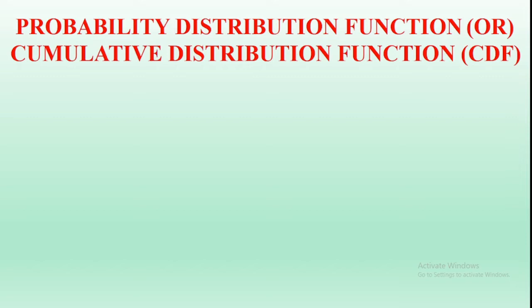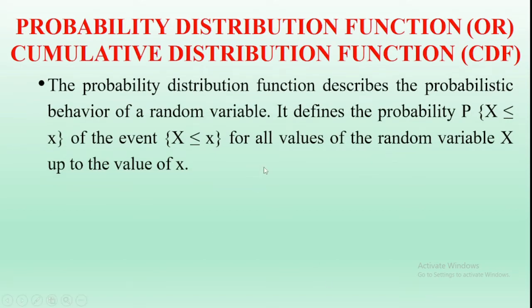In this video, I am going to discuss probability distribution function or cumulative distribution function with example. What is probability distribution function? The probability distribution function describes the probabilistic behavior of a random variable. It defines the probability P of X less than or equal to x, the event X less than or equal to x, for all values of the random variable capital X up to the value of x.